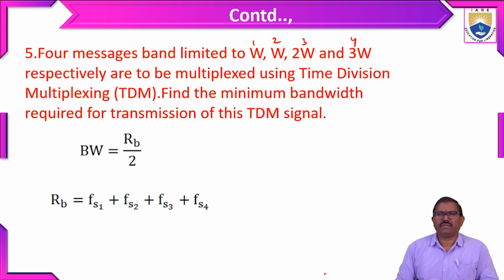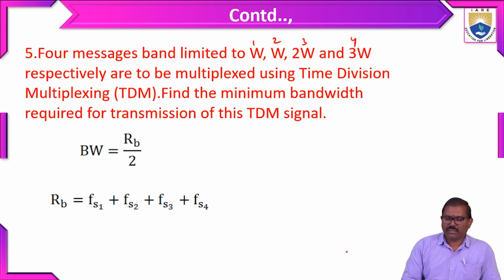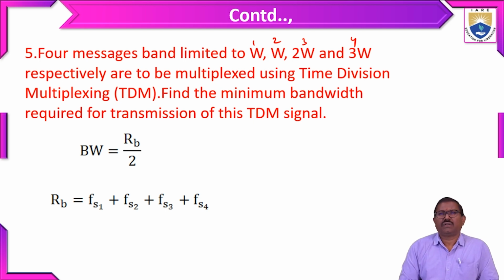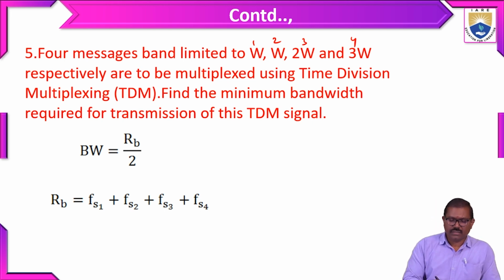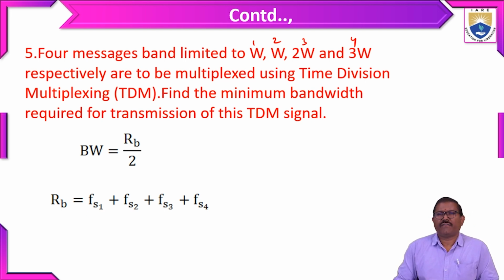So what is the minimum bandwidth required? What is the formula? They ask for the bandwidth required for transmission of the TDM signal. So the bandwidth is RB by 2, where RB is the bit rate. How to calculate the bit rate? From these messages: the sampling frequency of the first, of the second, of the third and of the fourth. So the bit rate is equal to FS1 plus FS2 plus FS3 plus FS4.